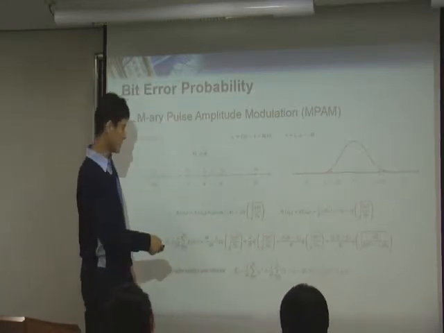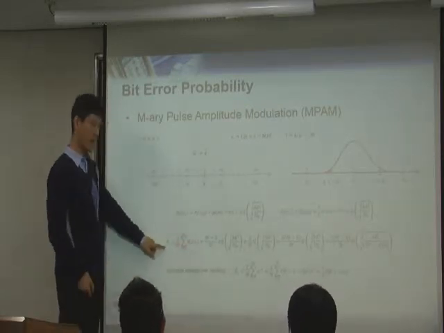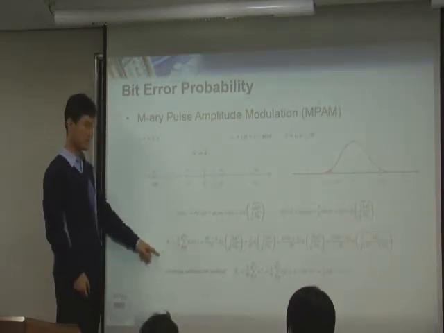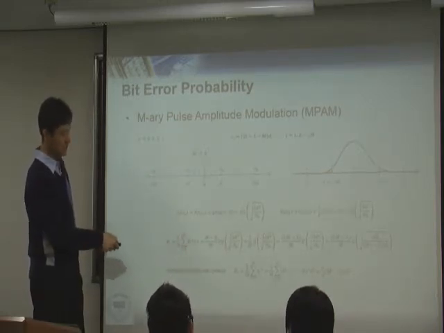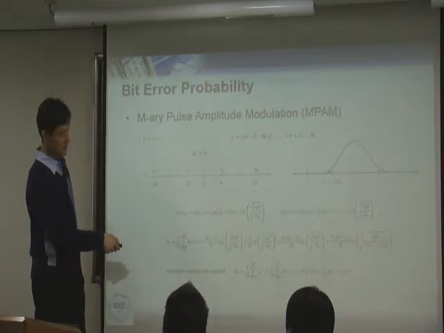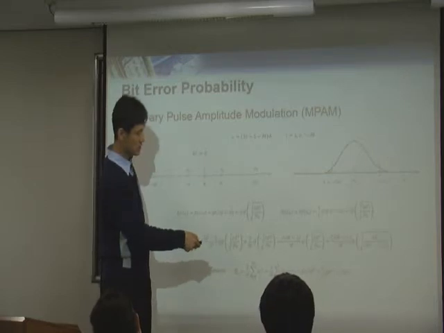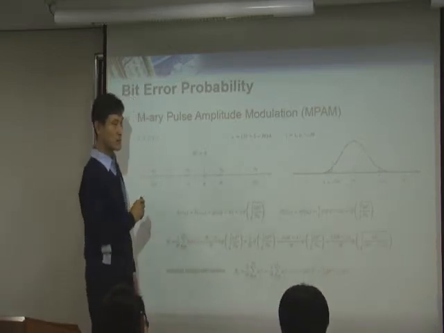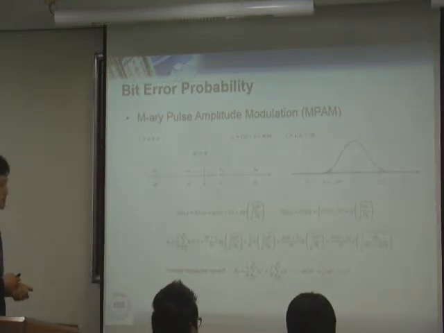And you add it together, and you take the 1 over M, because what we are interested in is the average error probability. So in order to take an average, you take the 1 over M, right? And you add it all together. That's going to be, and you put them together, that's going to be this one, right? This one is your error probability for this M-ary pulse amplitude modulation. Okay?